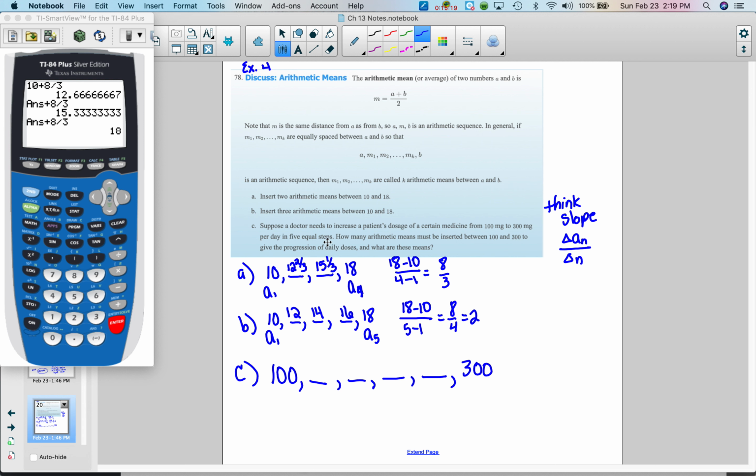So notice that first answer would be I had to insert 4 arithmetic means in order to get it to be 5 equal steps. So this is a sub 1. This is a sub 6. So I'm going to have 300 minus 100 over 6 minus 1. So we have 200 over 5, which is 40. So we would want to increase it in 40 milligram dosages. So this would be 140, and then we would add 40 more, and we would get 180, and then we would have 220, and then we would have 260, and then notice if I add 40, I get 300.